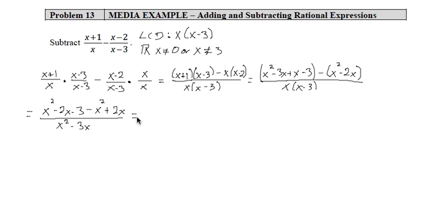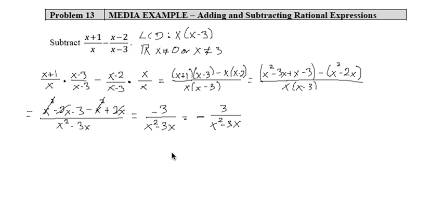I should be able to do some combining in the numerator here. X squared is common with negative x squared, and those actually simplify to 0. Negative 2x is common with 2x, and those actually simplify to 0. So a little bit unusual, but all we end up with is negative 3 over x squared minus 3x, which I can also write with the negative in front of the fraction, 3 over x squared minus 3x.